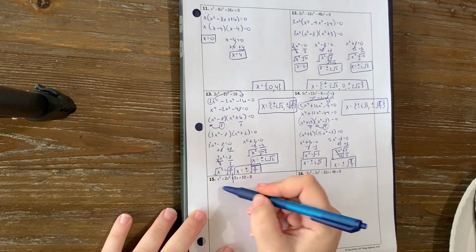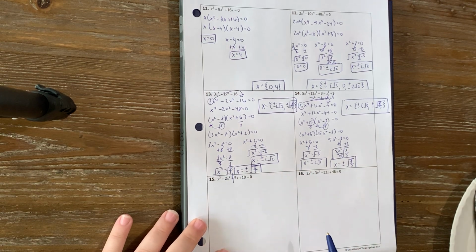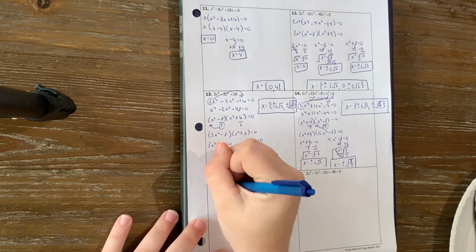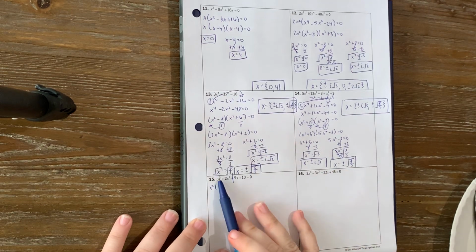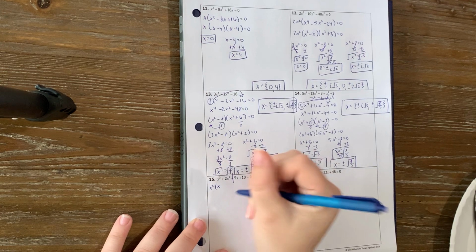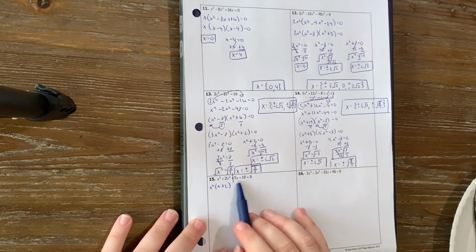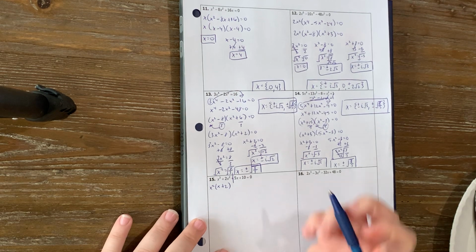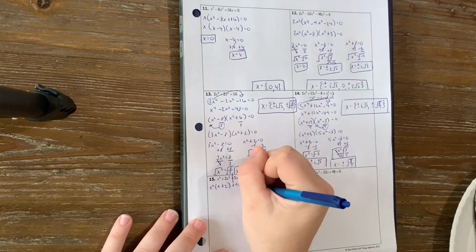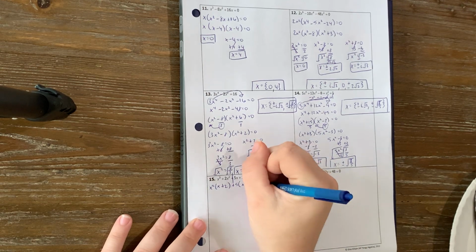Out of this first set right here, what can we take out of both of those terms? Well, we can take an x squared out. x cubed divided by x squared is x. 2x squared divided by x squared is 2. Out of this part, what can we take out? We can take a 5 out of both. 5x divided by 5 is x. 10 divided by 5 is 2.